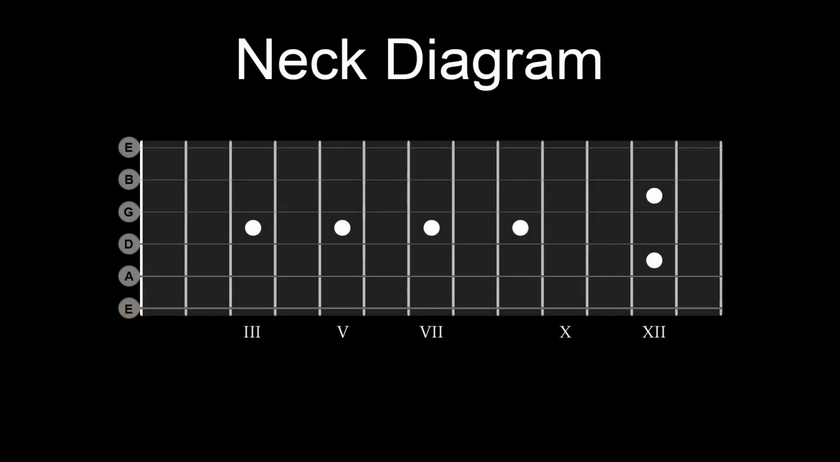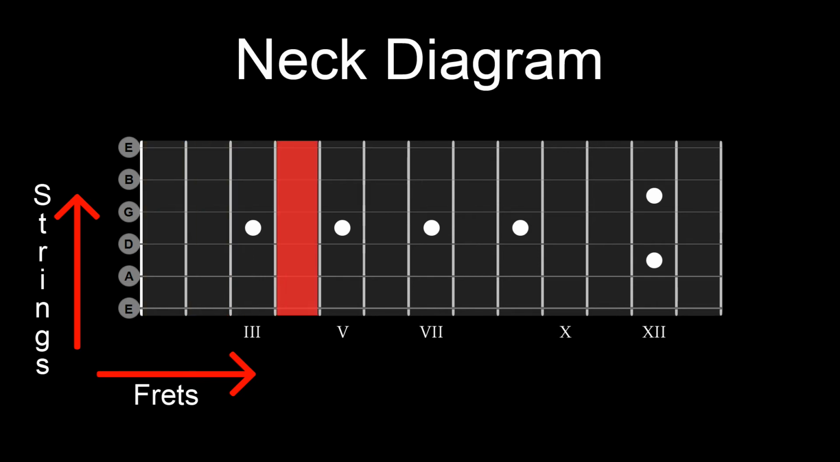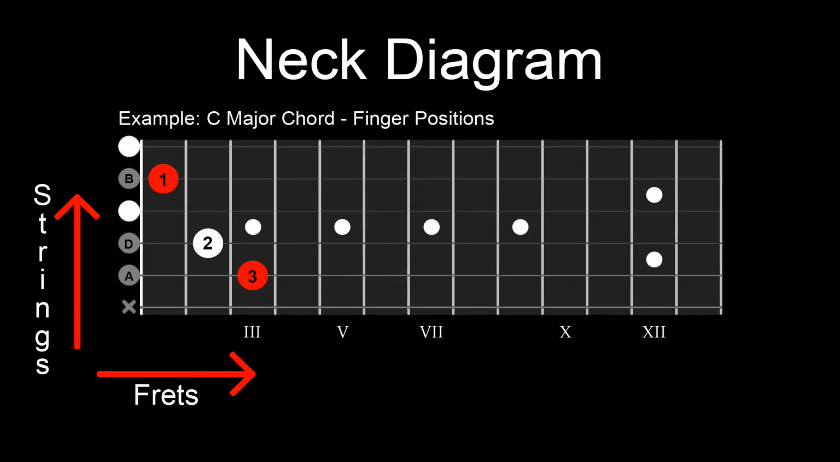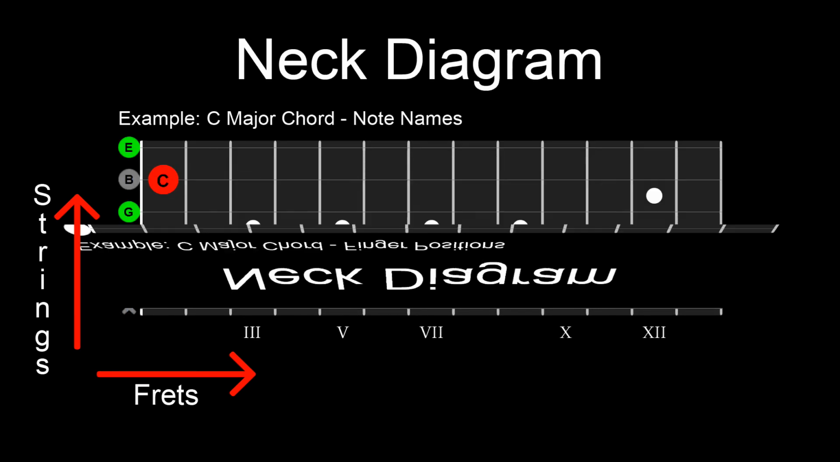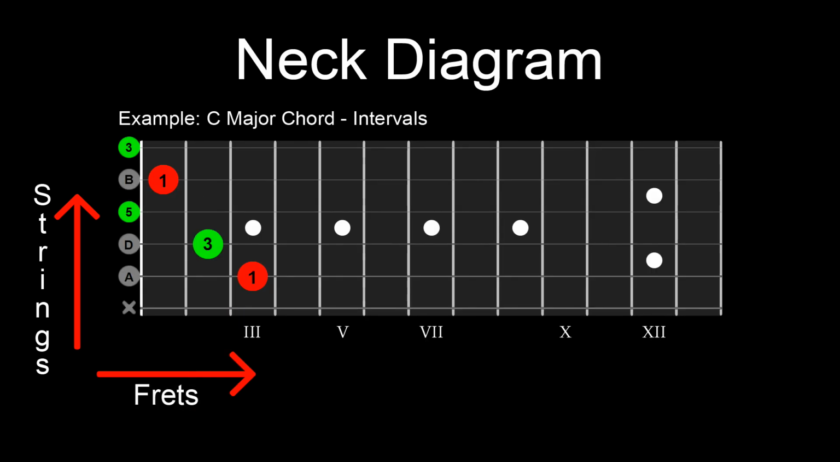First, here's a diagram, a graphical representation of the neck with the 6 strings from the low E to the high E string. Here you have the frets, and you can clearly see where to play a note, on which string and fret. Depending on the context, we'll either provide you with fingering information, note names, or the function of the note in relation to the chord or scale.